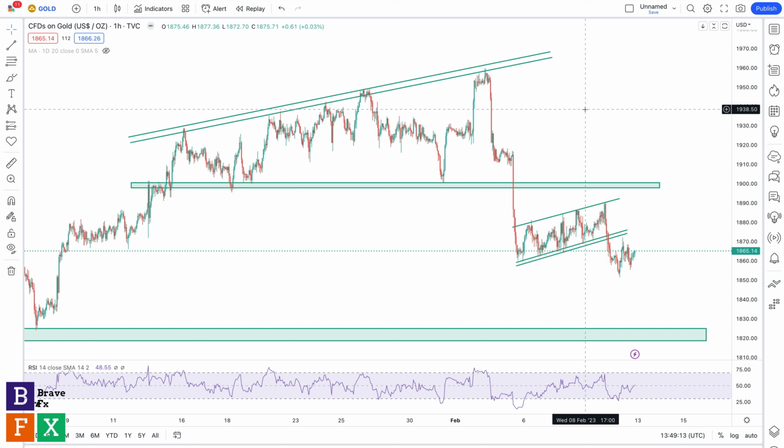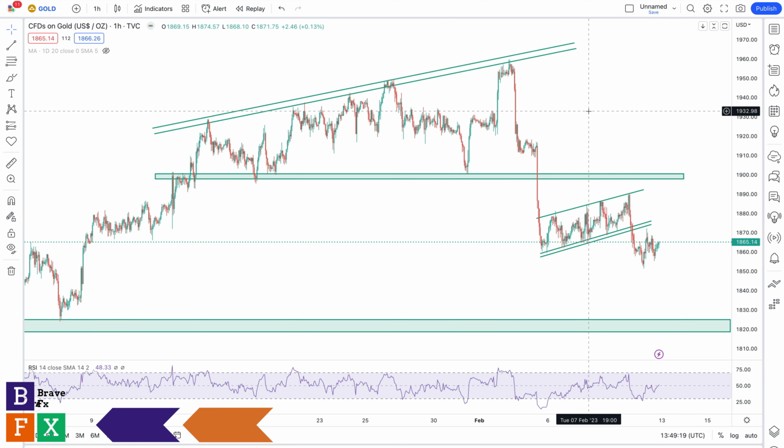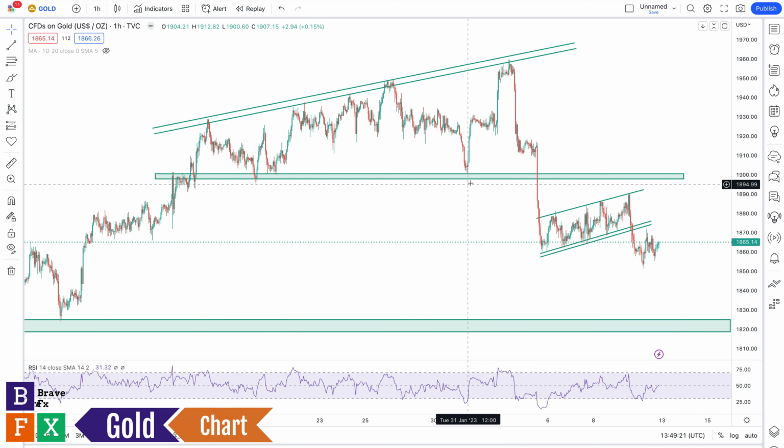So without further ado, let's dive into today's video. We'll be starting with gold as usual. This is a gold chart on a 1 hour time frame, and we clearly had a support level that was broken 2 weeks ago as a result of the release of the non-farm payroll.